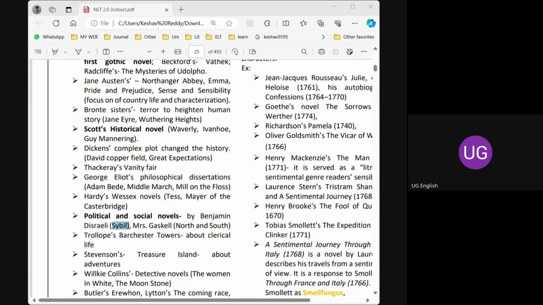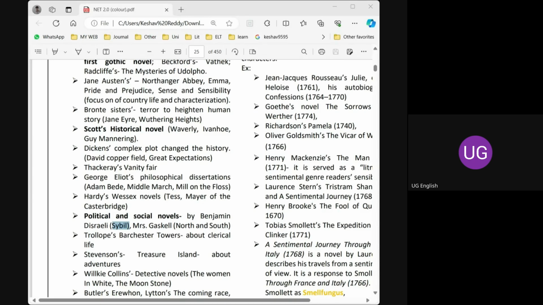Sibyl has a subtitle. Ravinder sir will help you if you don't know the answer. Please type the answer. Sibyl is a political novel we discussed. Yes, Two Nations. Exactly, Aditi. Thank you. The subtitle of the Sibyl is Two Nations.